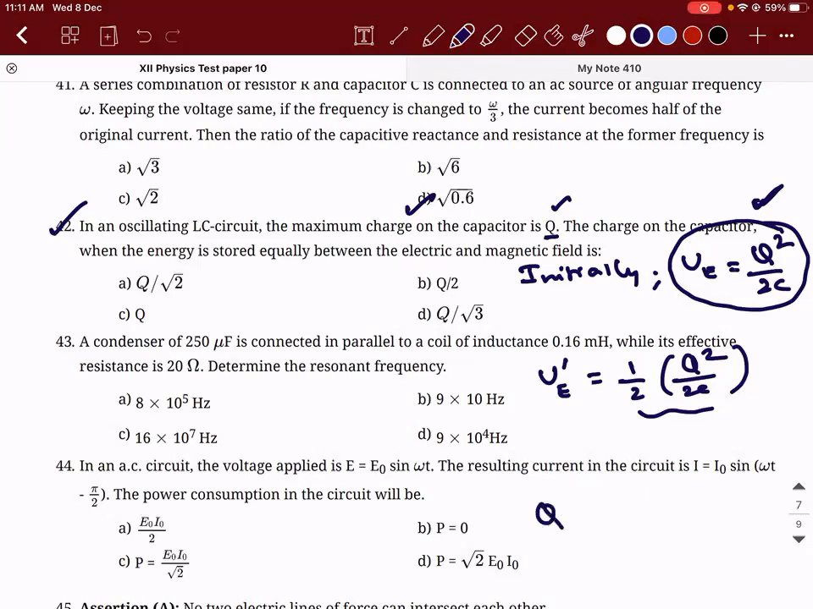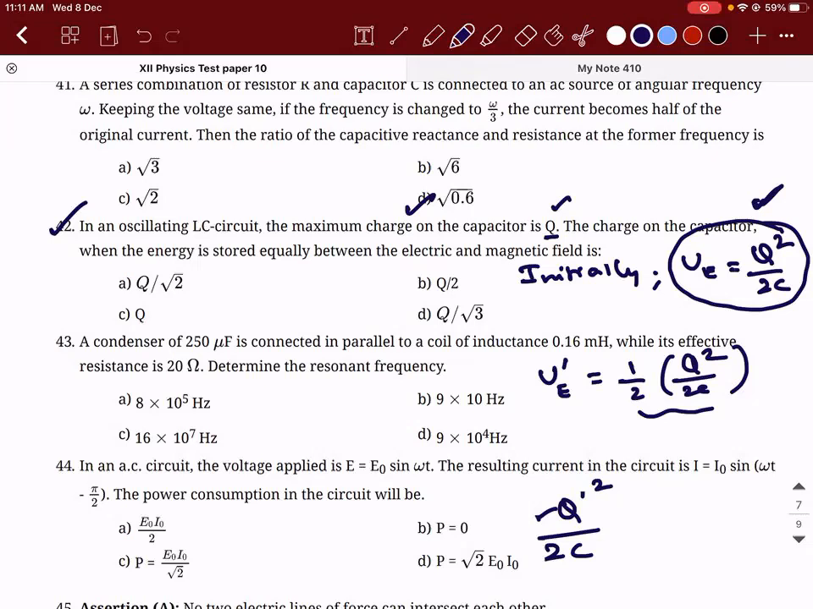Now what will happen? The energy stored in the capacitor is Q square by 2C. They're asking what would have been the charge on the capacitor when the energy becomes half. So what would have been the energy of the capacitor when the energy has become half? It will be Q dash square divided by 2C. Are you able to understand this point? Q dash is the charge when the electric and the magnetic field share the same amount of energy.